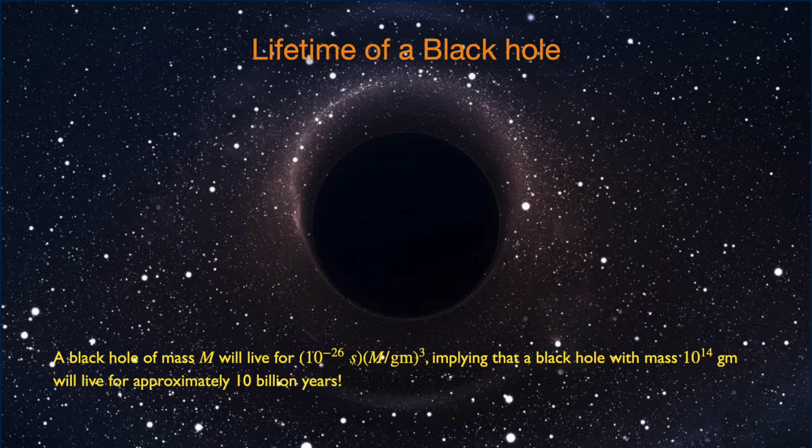An estimate for the lifetime of a black hole of mass m is 10 to the power minus 26 seconds times m cubed, where m is measured in grams. This implies that a black hole which is 10 to the power 14 grams would have a lifetime of about 10 billion years, a little less than the age of the universe. This means that in the lifetime of the universe, black holes smaller than this mass should have disappeared. Some physicists have also suggested that when this happens, we should be able to see them as gamma ray bursts.